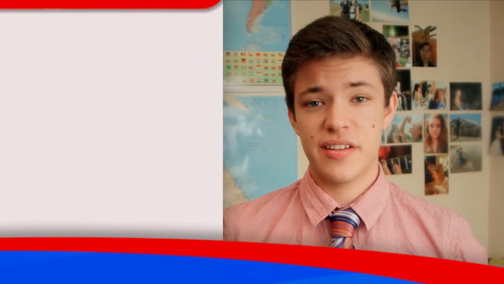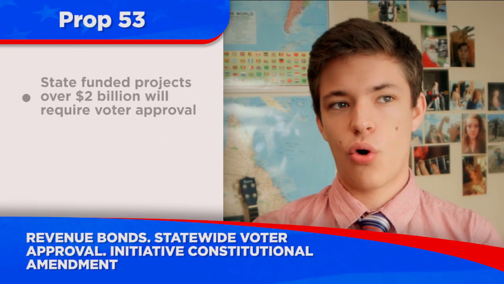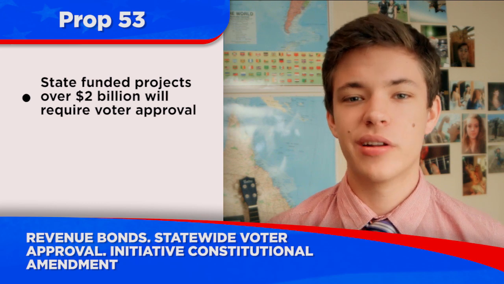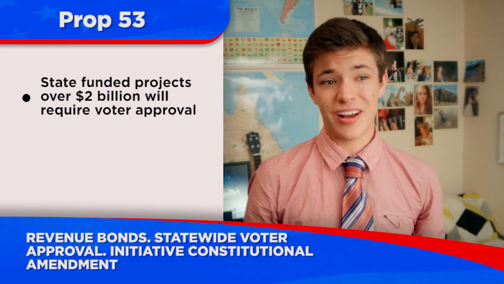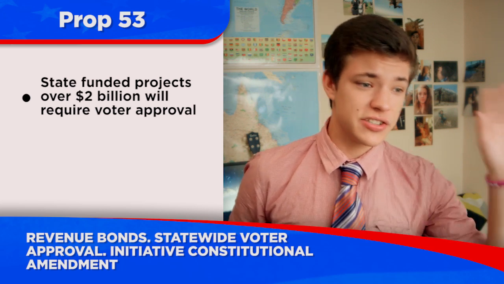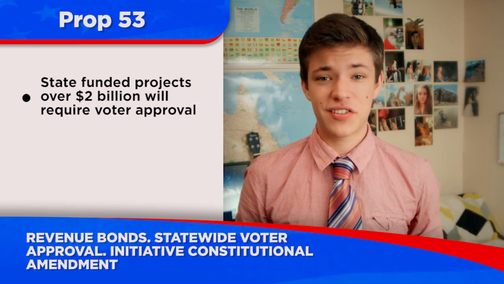Prop 53 says that any state-funded projects that cost over $2 billion have to be voted on by the public. This pretty much means that if any big projects come through that are going to cost a lot of money, a panel of legislators can't decide on it. It has to be decided on by the citizens of the entire state.